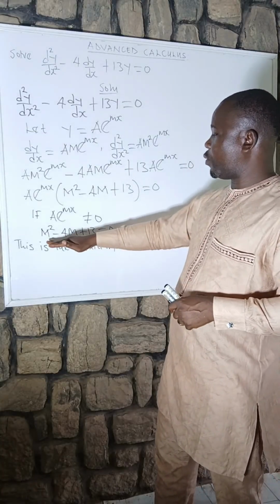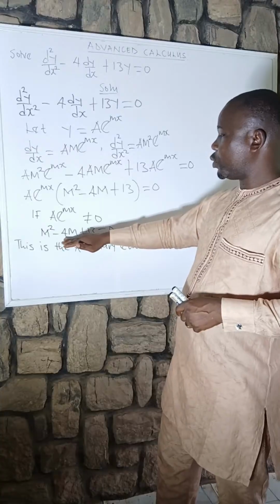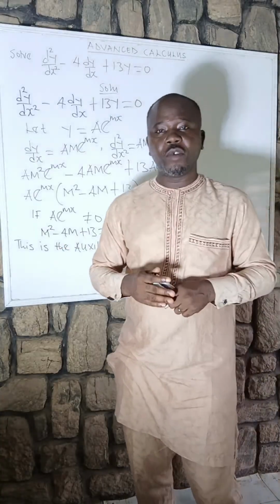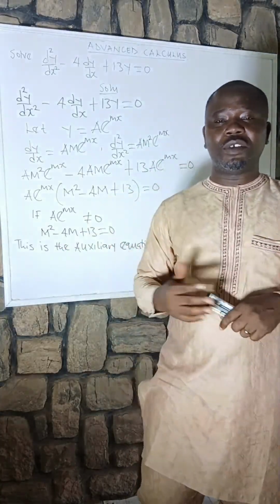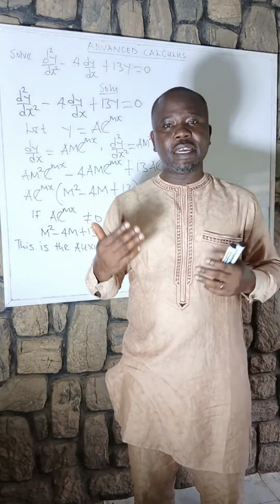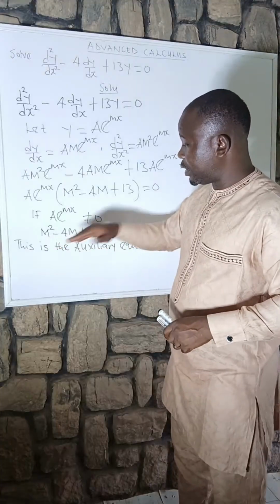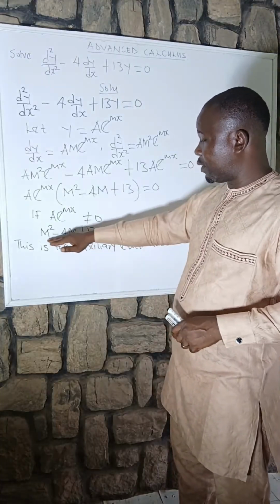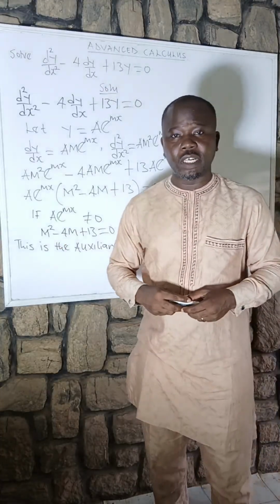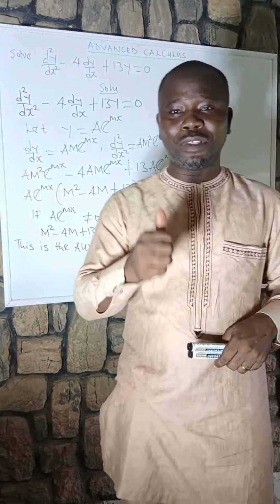So we are going to have roots. Just like when you solve your quadratic equation, you obtain x1 and x2, likewise we are going to obtain m1 and m2 from this auxiliary equation. Do you agree with me? Any question?